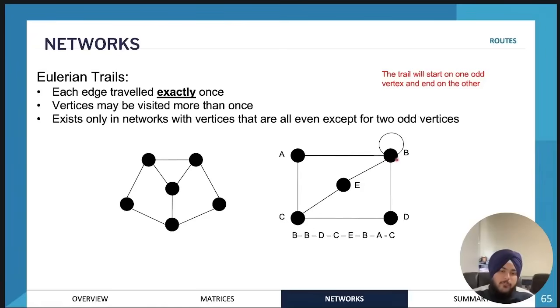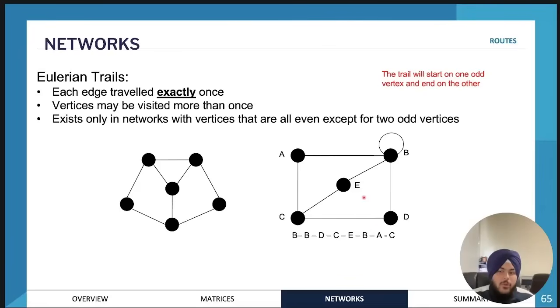So for example, in this one, which vertices are odd? We have vertex C and vertex B. They're both odd. 1, 2, 3, 4, 5, and 3. So they're both odd here. Therefore, this will be an Eulerian trail. So all even except two odd vertices. We need to visit every edge, and we can repeat vertices, but we don't have to.